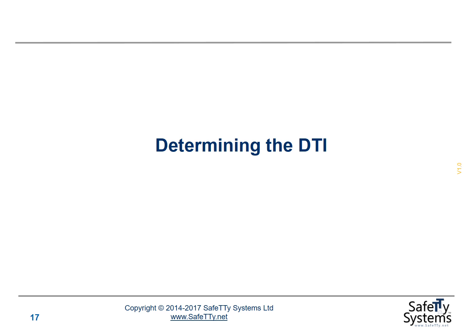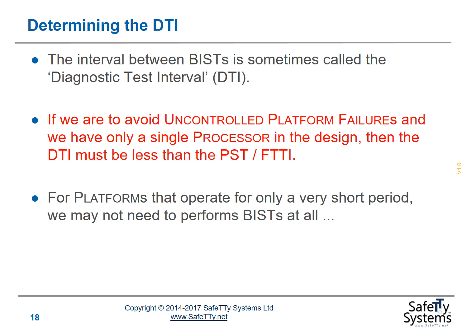So we need to think about what's known as the diagnostic test interval. The interval between BISTs is sometimes called the diagnostic test interval, or DTI. If we are to avoid uncontrolled platform failures and we have only a single processor in the design, then the DTI must be less than the PST or FTTI. For platforms that operate for only a very short period, we may not need to perform BISTs at all. This is uncommon.